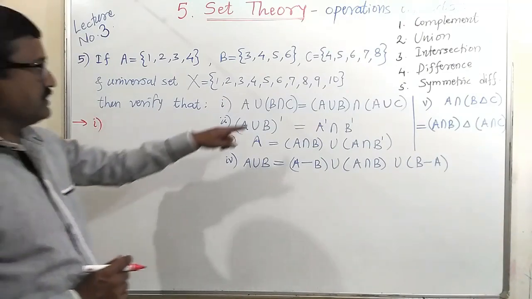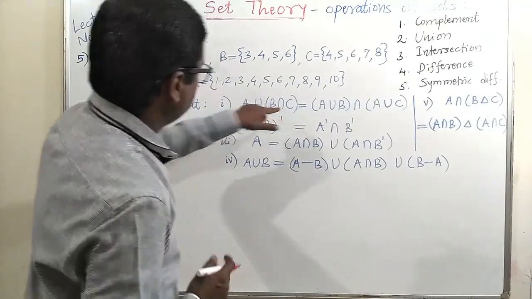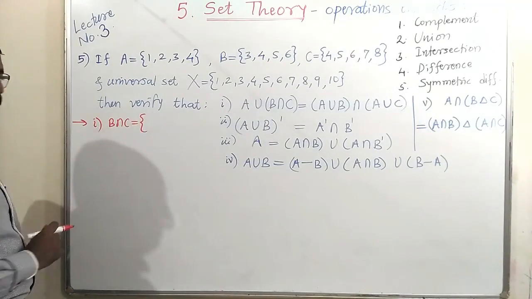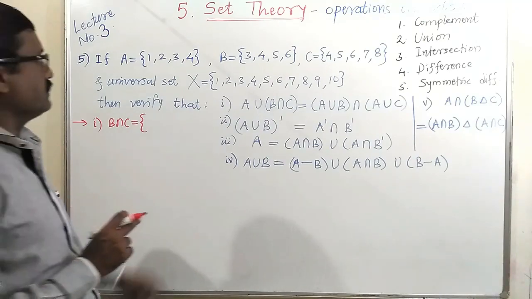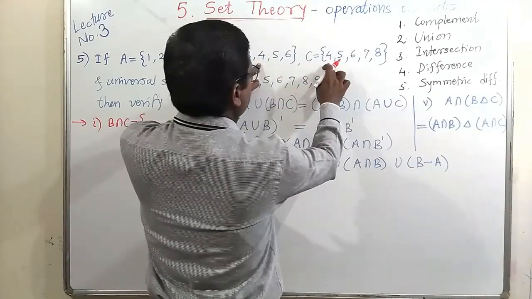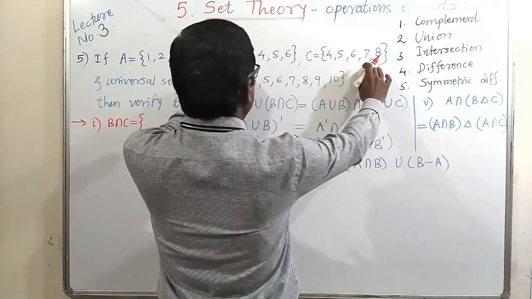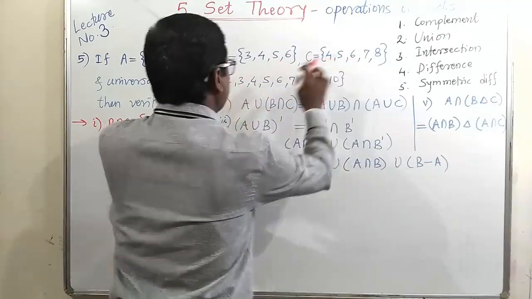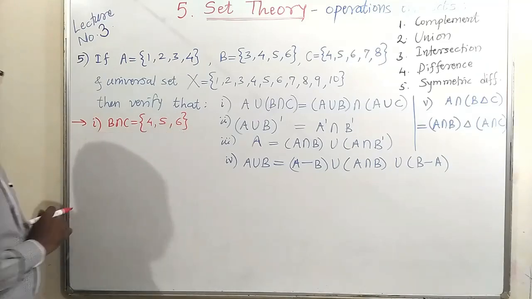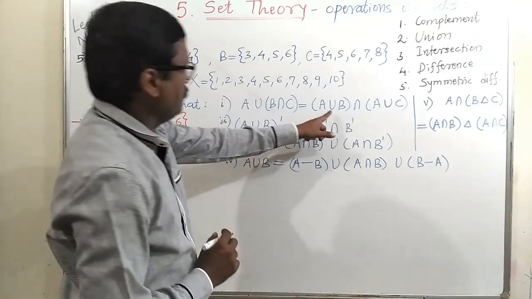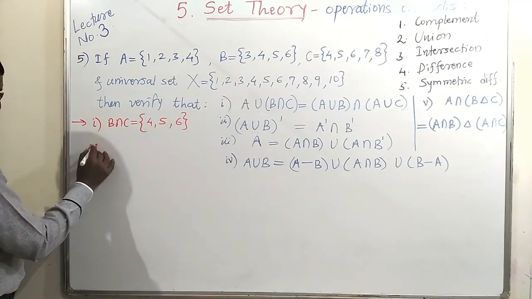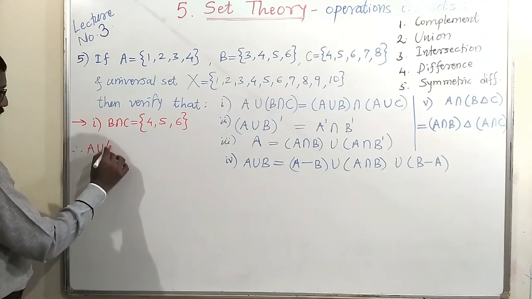In this first question, what is asked? A union B intersection C. So first write B intersection C. Here B intersection C means the elements which are common in both B and C. If you observe, the elements common in both these two are 4, 5, 6. 7, 8 is here but not here, 3 is here but not in this set C. So 4, 5, 6 are the elements of set B intersection C. Now again A union B is asked, or you can write first the left hand side, that is A union B intersection C.